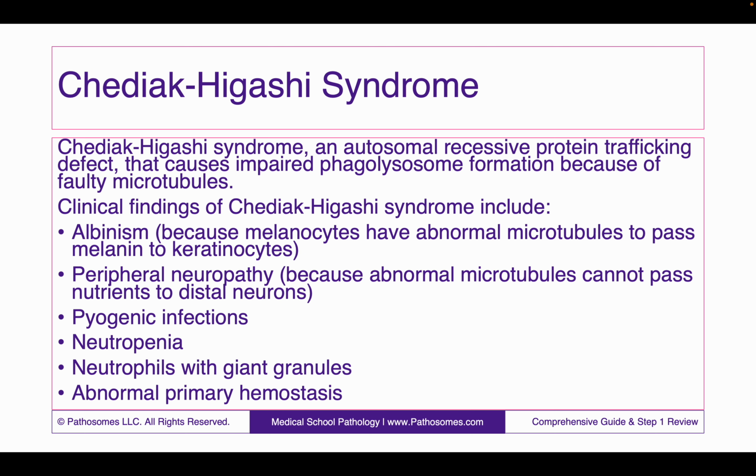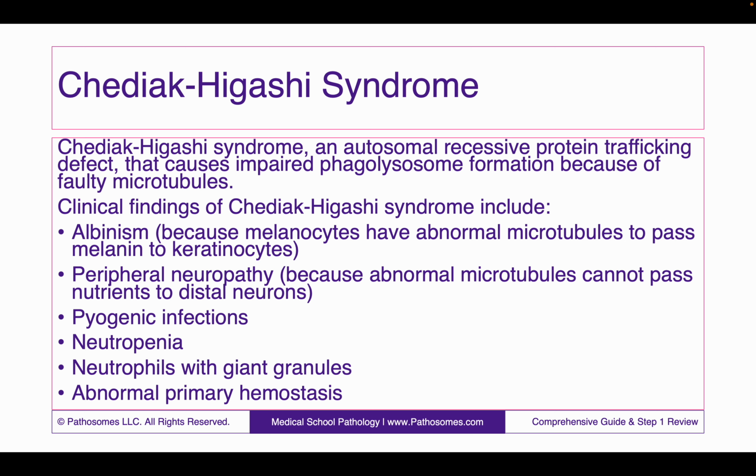Let's talk about Chediak-Higashi syndrome. Chediak-Higashi syndrome, an autosomal recessive protein trafficking defect that causes impaired phagolysosome formation because of faulty microtubules. Definitely going to be asked about this condition.